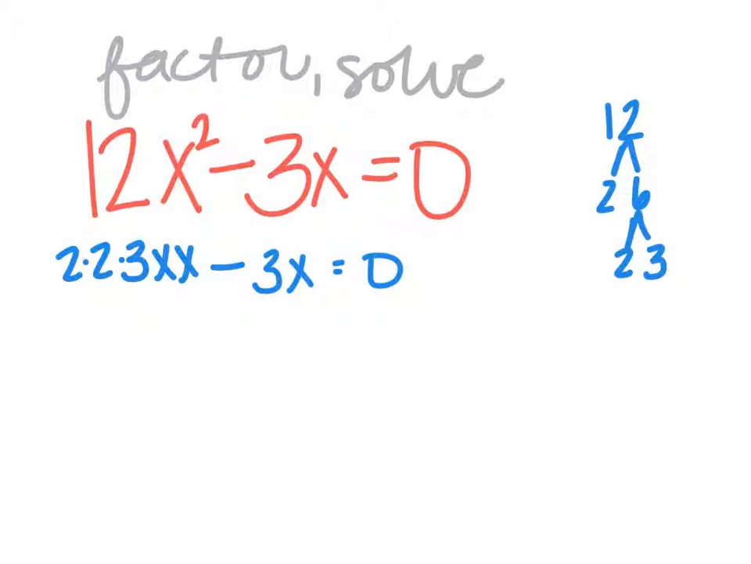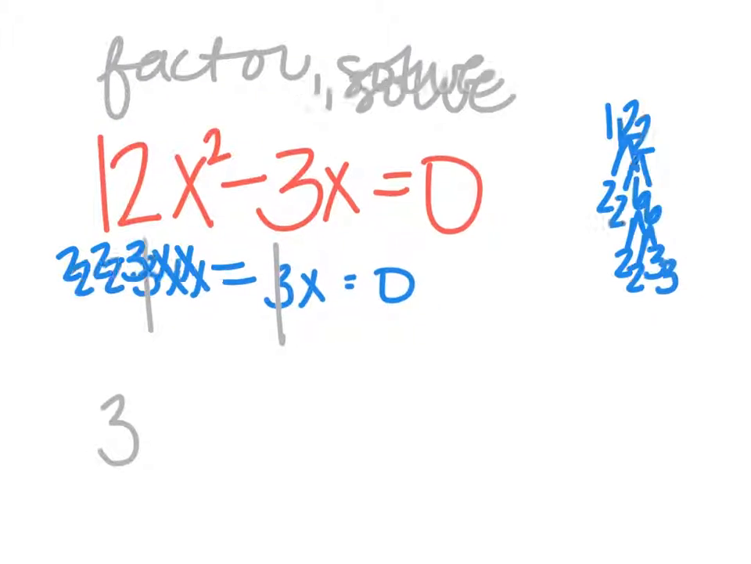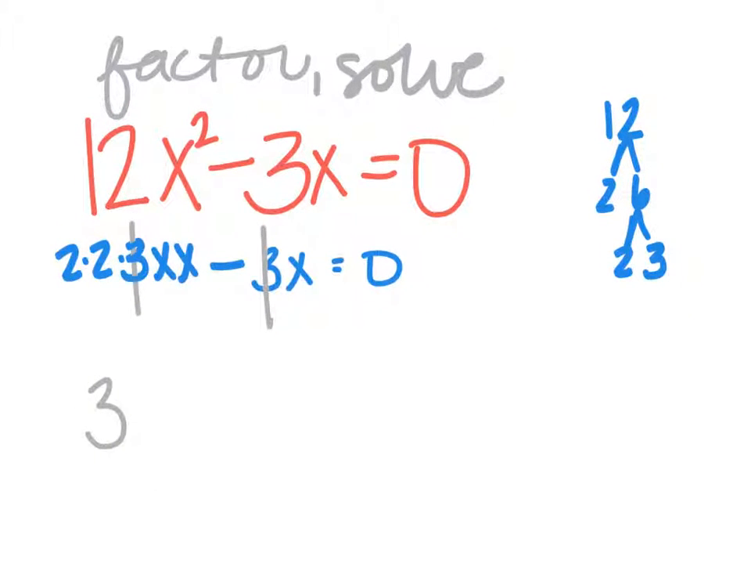So again, I'm looking for what they have in common. Well, they both have a 3 in them, and they both have an x in there. So I'm marking those out because that's what they had in common. So then I'm going to start off with what's left over. Well, everything that's left over, I'm going to put inside the parentheses.